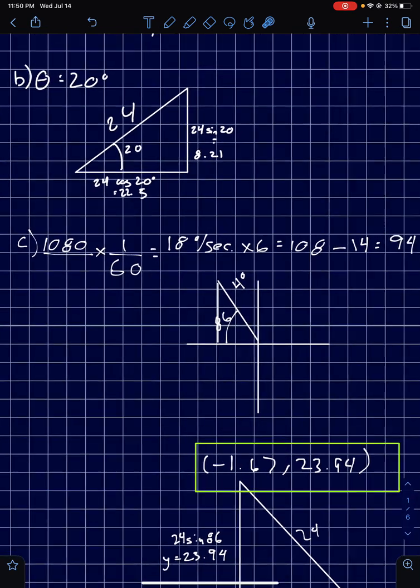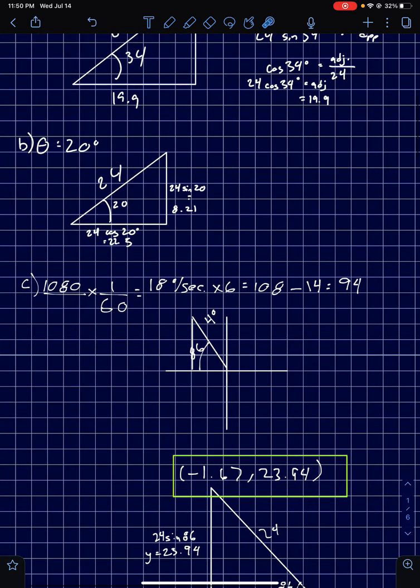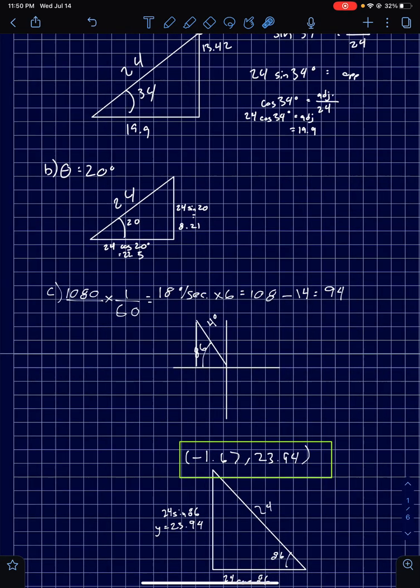To do that, we do 1080 times 1/60, and 1080 is because that's 360 times 3. I was just converting it to degrees, it was easier for me. Times 1/60 to convert to degrees per second, and then we multiply it times 6 to figure out how far he's traveled in 6 seconds. We do that, and it's 108, and then we subtract 14 to get 94.